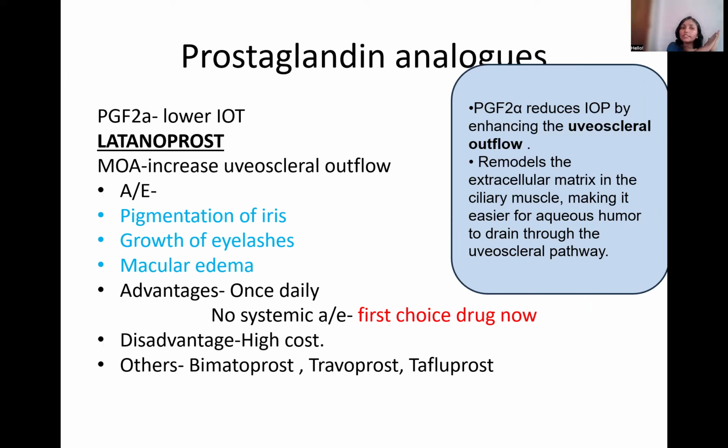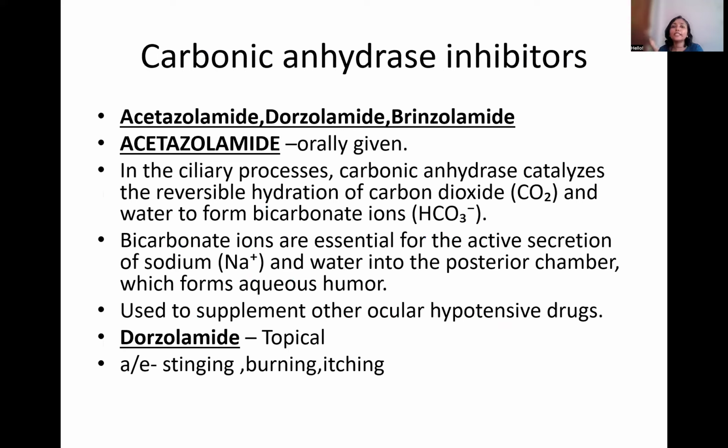Now the advantages of latanoprost. Why do we prefer latanoprost? It can be given once daily. Once daily administration is enough, and there are no systemic adverse effects like beta blockers, which were initially the first choice drugs. So they don't have much systemic adverse effect, but the only disadvantage is the high cost, it's expensive. So the prostaglandin analogs are latanoprost, bimatoprost, travoprost and tafluprost. Then coming to carbonic anhydrase inhibitors.